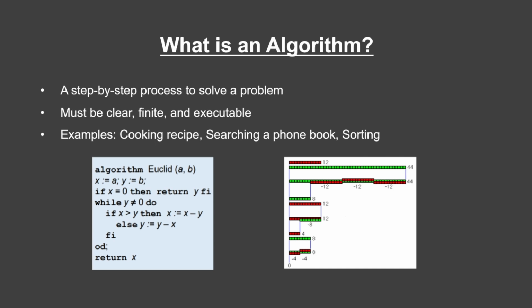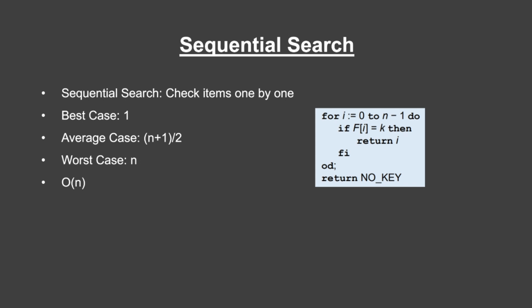Next we apply the same process to 8 and 12, resulting in a remainder of 4. And then we repeat with 4 and 8, which gives us a remainder of 0. And at this point our algorithm is finished because we have reached 0. And the last non-zero remainder is 4, which means the GCD of 12 and 44 is 4. When it comes to searching, we have two common algorithms, sequential search and binary search. In a sequential search you simply check each item one by one until you find what you're looking for.